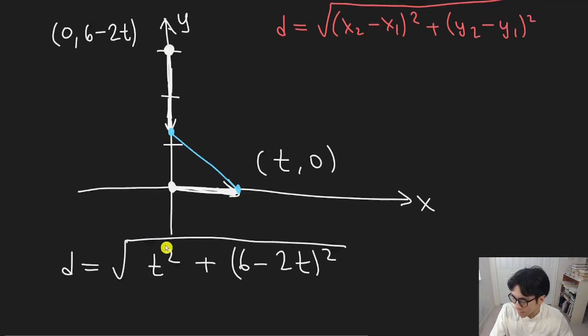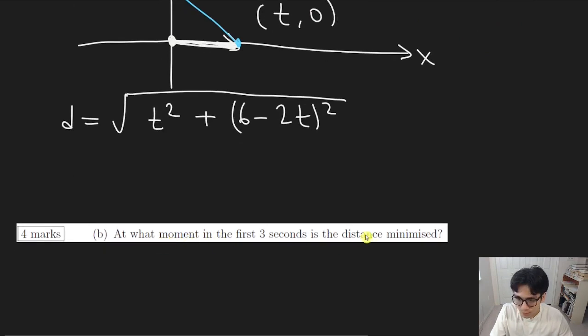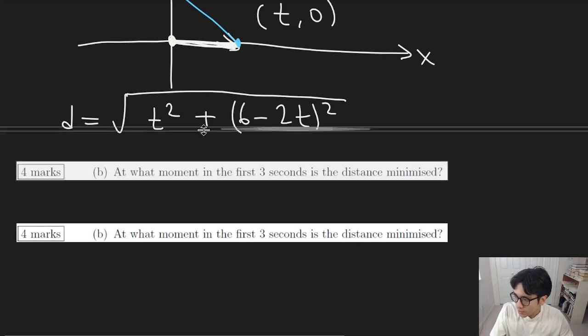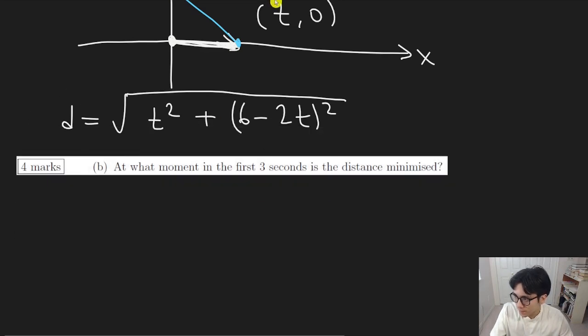Now let's go to part B, which says to figure out when in the first 3 seconds the distance is minimized. So we want to minimize distance. And to do that, we're going to find critical points. To do that, we're going to take the derivative, set it equal to 0, solve for t, find the critical points, and so on.